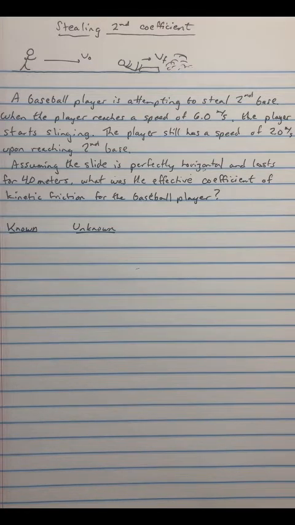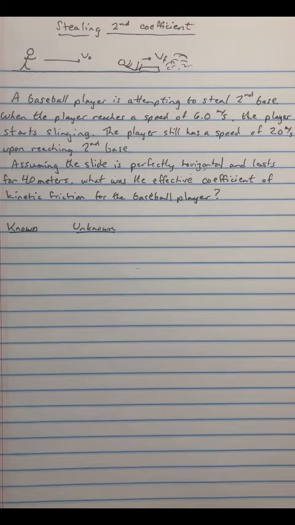As usual, I'm going to solve for the algebra of the problem, and then we'll use some sample numbers to plug in to see what a realistic solution would look like. So let's get started. So here's the situation. Our baseball player is attempting to steal second base, and at the moment the ball player starts to slide, the ball player is traveling at 6 meters per second.